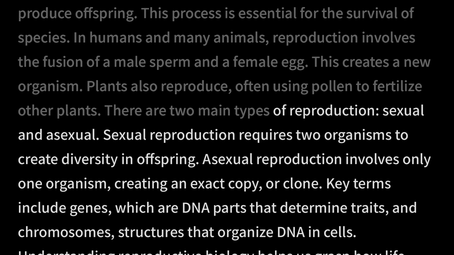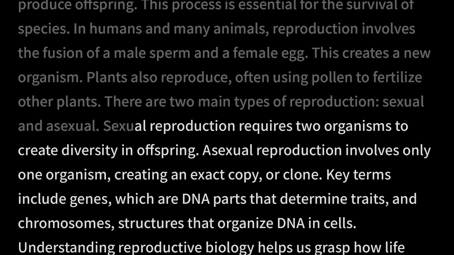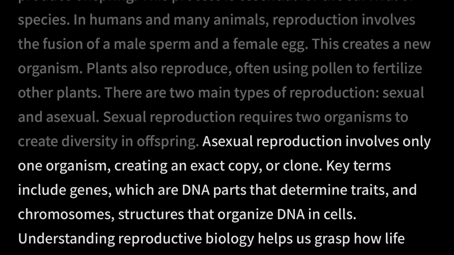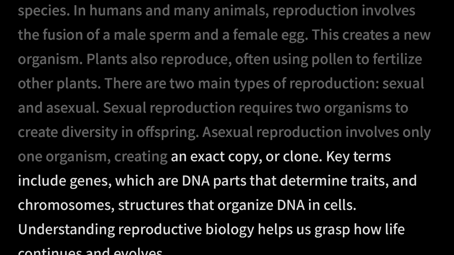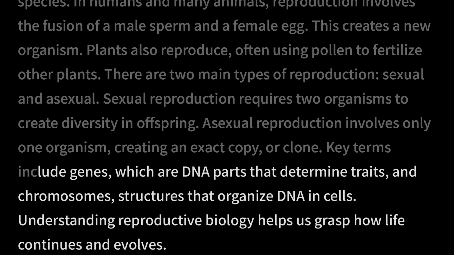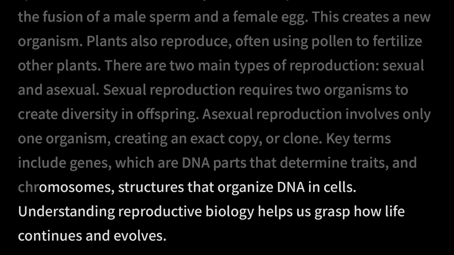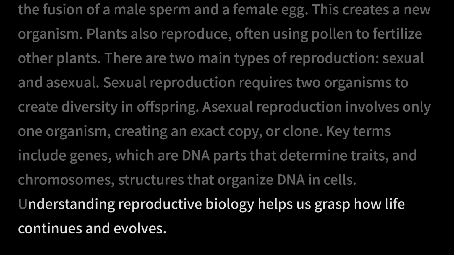There are two main types of reproduction, sexual and asexual. Sexual reproduction requires two organisms to create diversity in offspring. Asexual reproduction involves only one organism, creating an exact copy, or clone. Key terms include genes, which are DNA parts that determine traits, and chromosomes, structures that organize DNA in cells. Understanding reproductive biology helps us grasp how life continues and evolves.